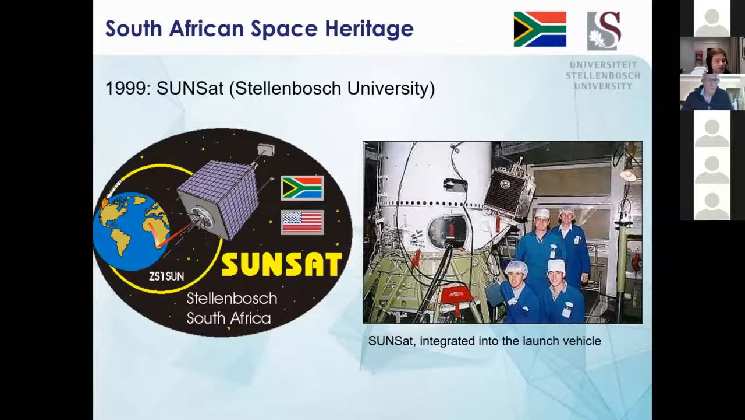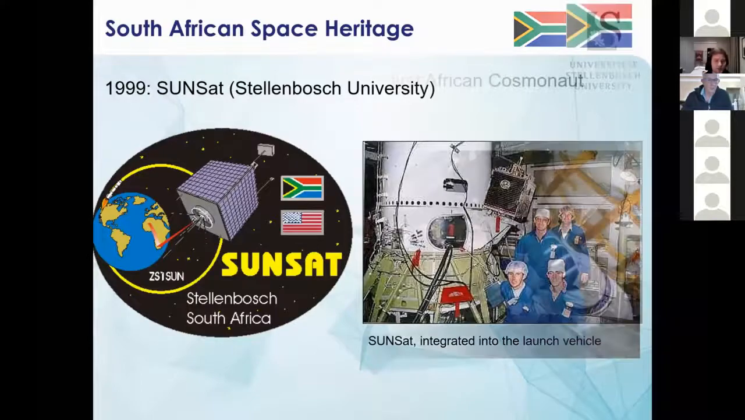It was launched in 1999, and there's a photograph on the right-hand side of it attached to the launch vehicle, around this whole central pillar. The nose cone encloses the whole thing. And this satellite was also an Earth observation satellite. It took images from space, and it worked quite well for quite a few years. It was considered a big success.